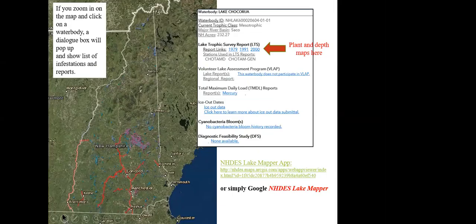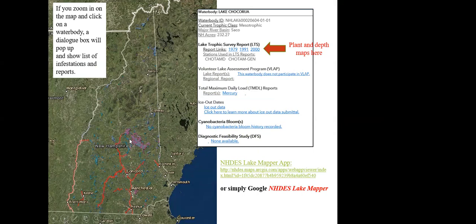So, access to plant maps. I mentioned the DES Lake Mapper. This URL is really long, so just go into Google and type in NHDES Lake Mapper, and that will bring you into this little interface right here.